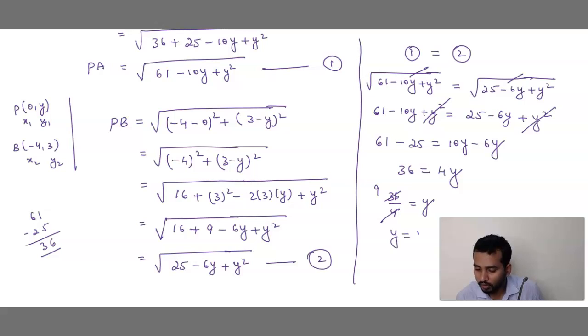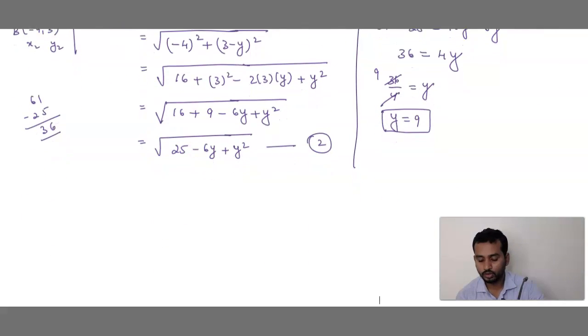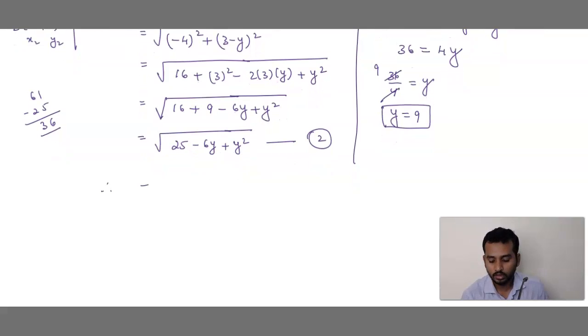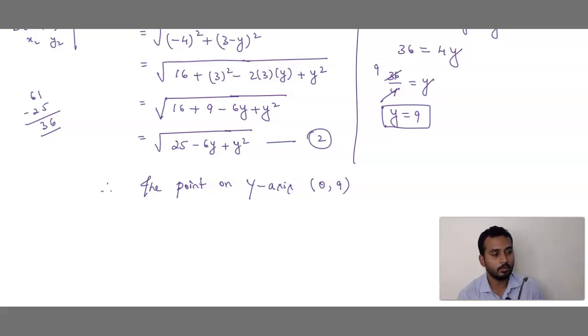So what is the value of y? 9. It is 9. Are you getting, children? So what is our conclusion? Therefore, what is the point on y-axis? 0, 9. Because x value will be 0, y value will be present. So that is 9. So this is our final answer. I hope you all have understood this problem. Copy it down.